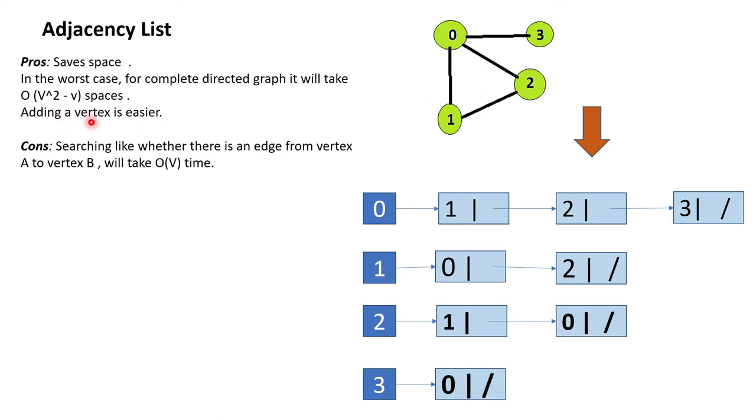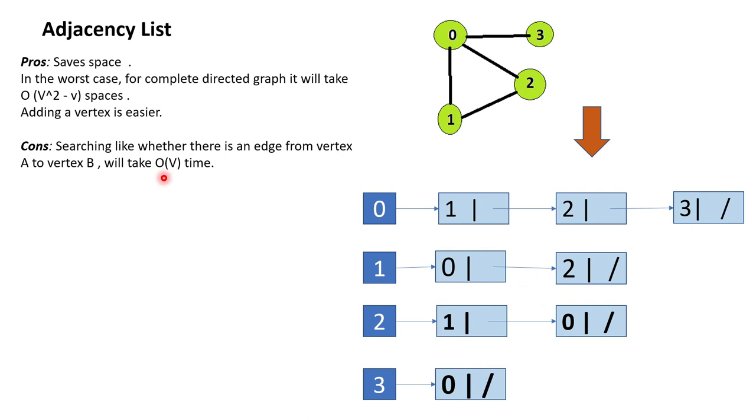And adding a vertex is easier. So if I have to add a new vertex, I have to just mention it here, the new vertex, or anywhere in between, and then from whom actually the connection is there, we can go and just replace that, or we can place that in between.